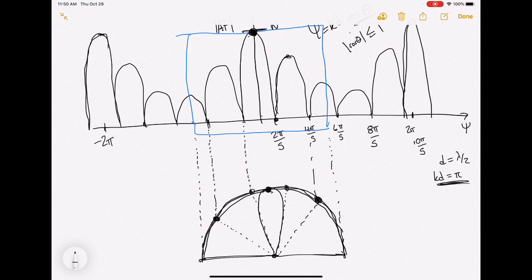The next one, we take this height and transfer that height down onto the graph. So that next side lobe looks like that. And the next side lobe looks like that. So the radius is about there.